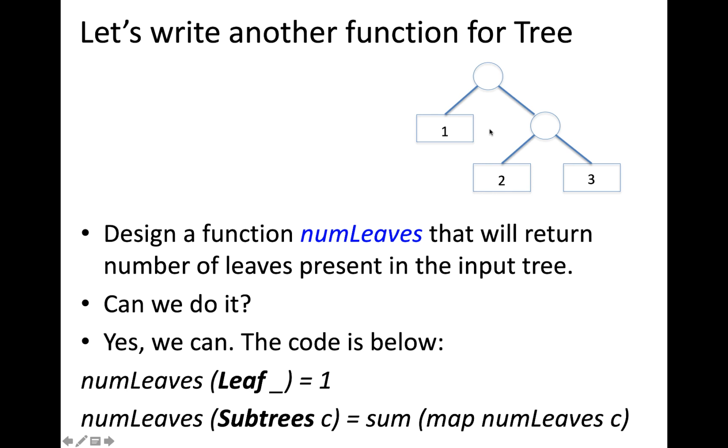So in this case, if we pass this whole tree as the parameter to this numLeaves, then the first subtree is this part, right? Their number of leaves is 1. The second subtree is this part. There the number of leaves are 2, right? So then here we are going to sum them up, so 1 and 2 together, and then the total answer will be 3, the number of leaves.